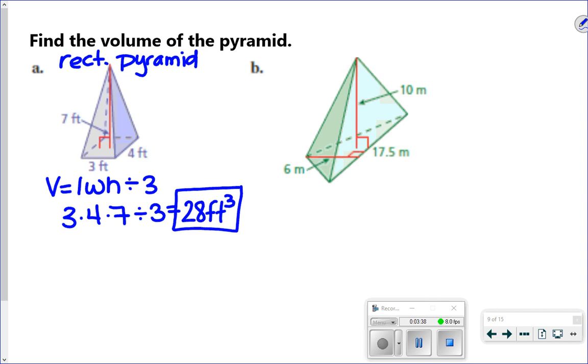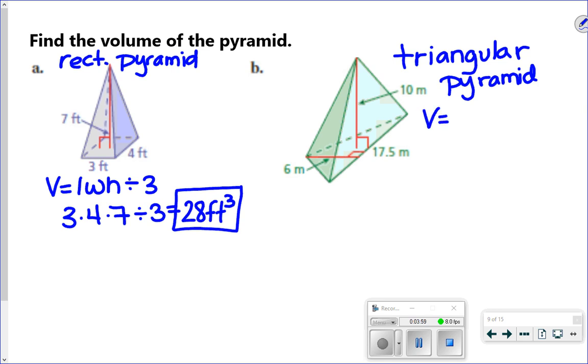All right, for B, this one is a triangular pyramid. Base is a triangle. Okay, so for a triangular pyramid, it's a little bit different. The generic formula is the same. We find the volume of the prism. So for a triangular prism, we do 1/2 base times height for the whole shape. And then because it's a pyramid, at the end we have to divide by 3.